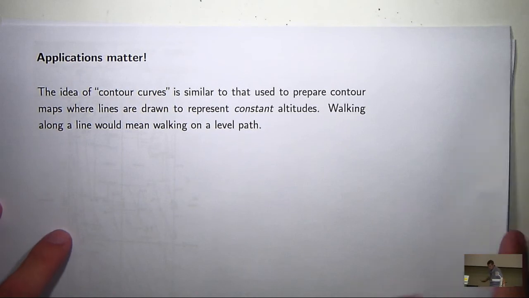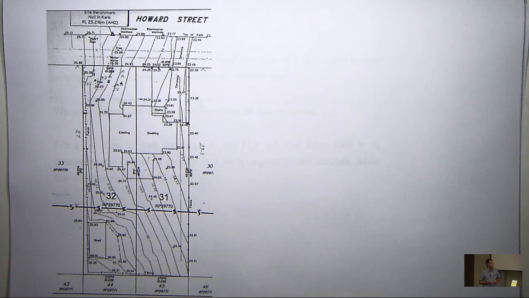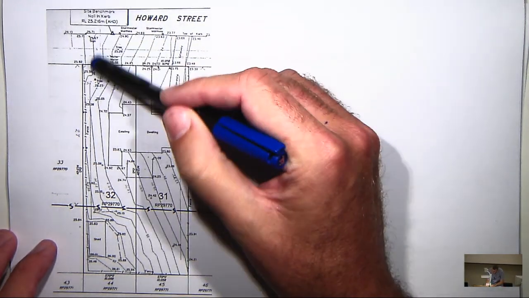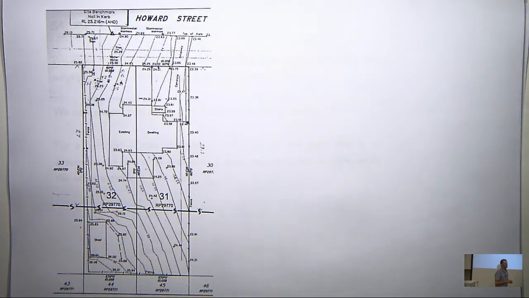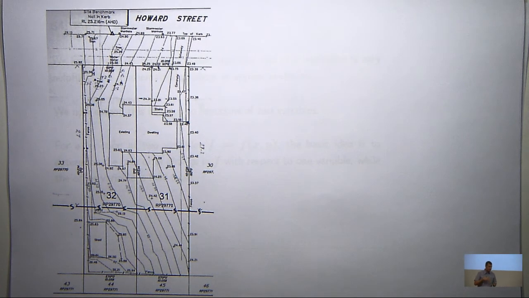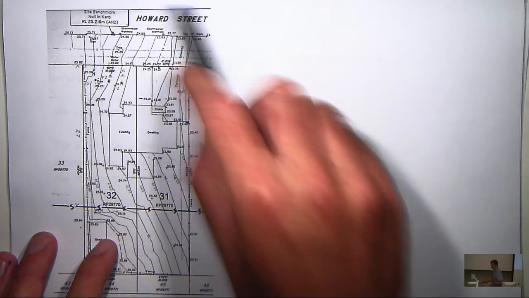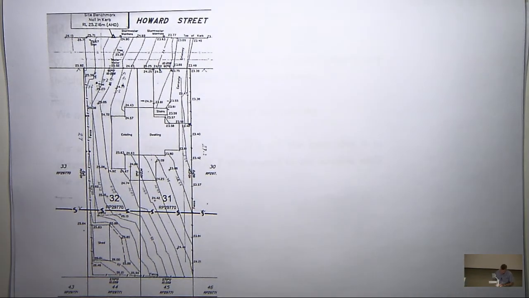Let me give you an example. This is actually a site survey from my parents' house. I'm keeping it personal. You can see these contour lines, which are level curves in this picture. If you walked around one of those curves, you would stay at the same height. Hopefully you can see the house here and the streets here. This is the front yard. So this is one good application of contour curves and level curves: maps, surveying.